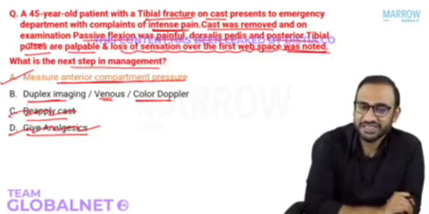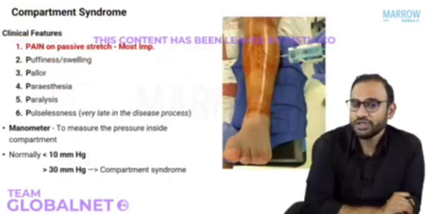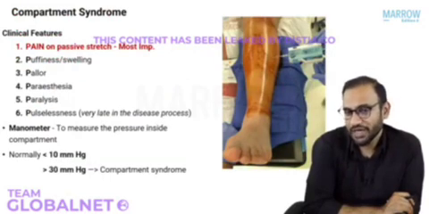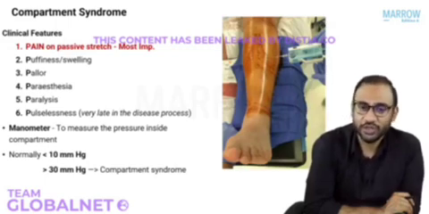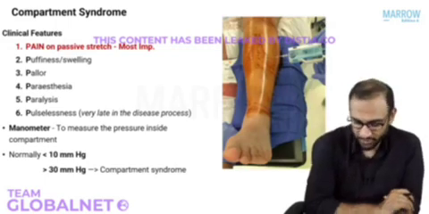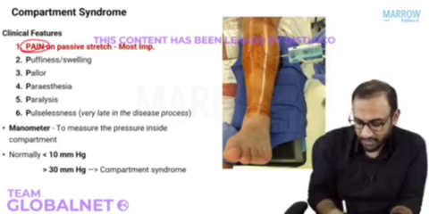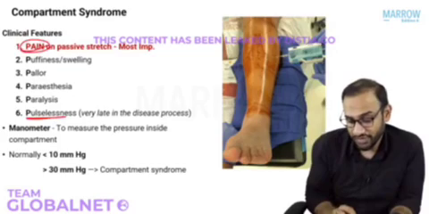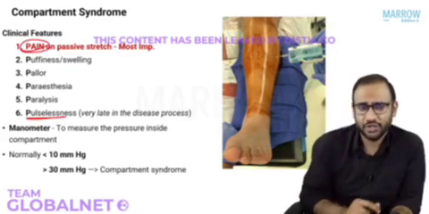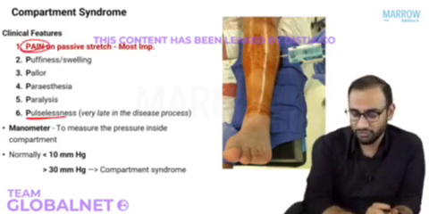Normal compartment pressure is less than 10 millimeter of mercury. More than 30 is diagnostic of compartment syndrome in absolute terms. And if the patient has low BP, you would look for a differential pressure. And if a differential pressure is less than 30, you can make the diagnosis of compartment syndrome. So remember, pain is the most important thing. Pulse is not very important. Even though the patient had pulse, we are not very keen to change our decision or diagnosis based on the presence or absence of pulse.